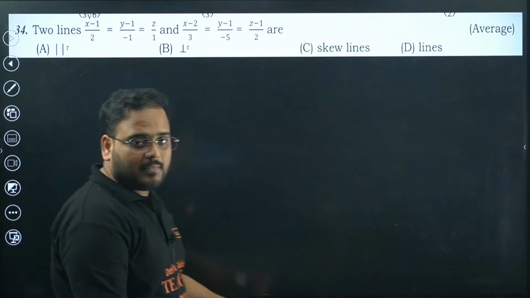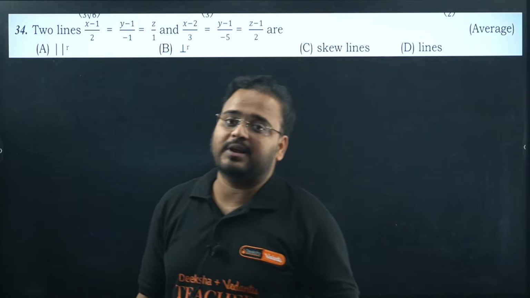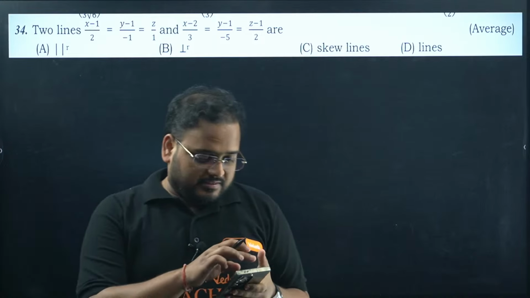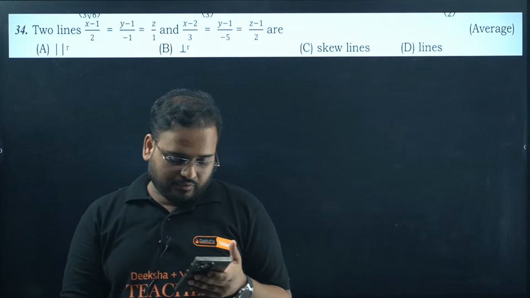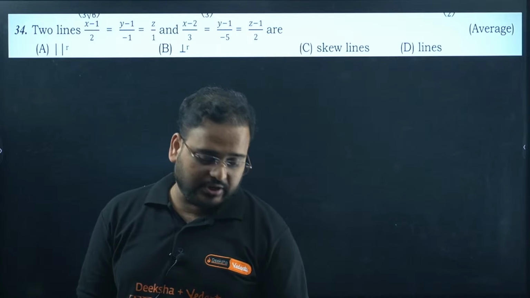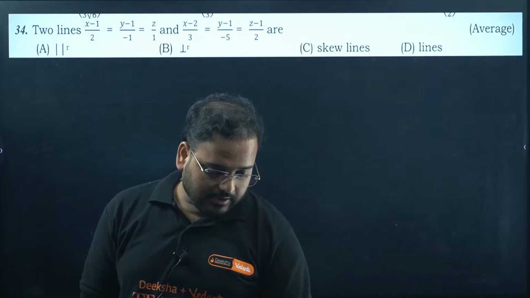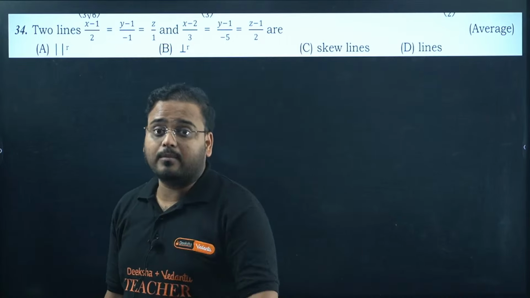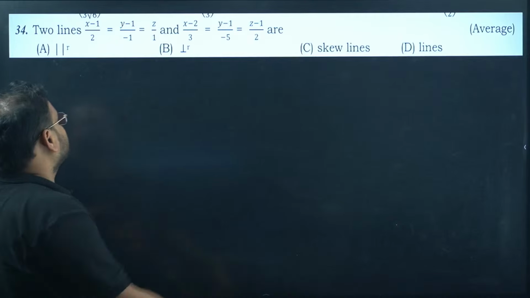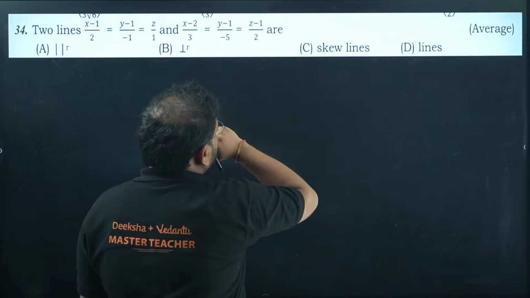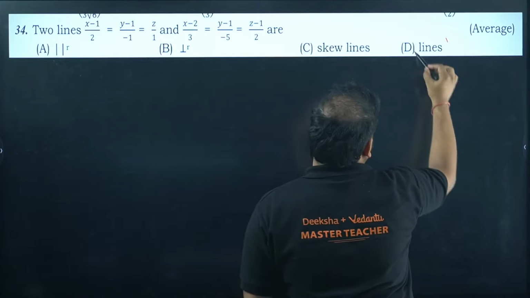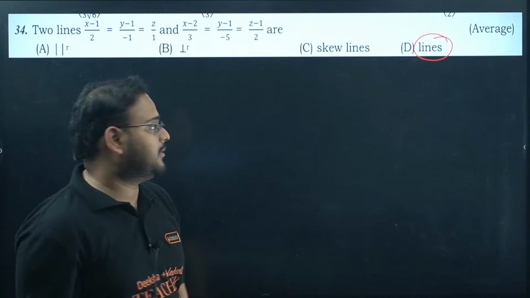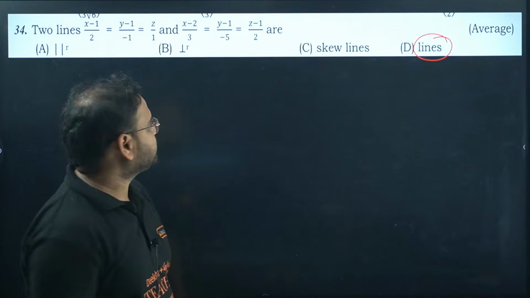Next, two lines given like this are what type of lines? Now this is a good question. Please try, this will take some effort from all of you. Question number 34. You have to put in effort in this question, because the answer will not come directly. We have options: parallel, perpendicular, skew lines, and this incorrect option. Actually this should be an intersecting line or something like that. This is the incorrect option, but it is given by your question bank, so I didn't want to change it.